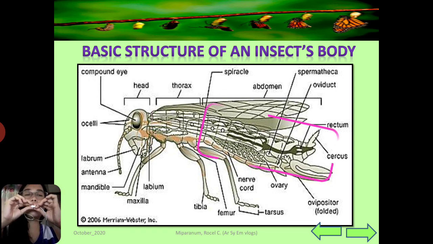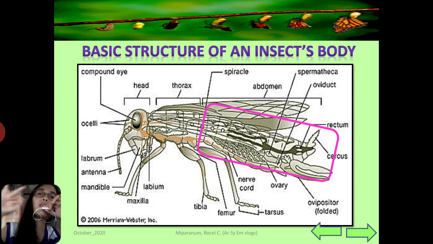which is the third body region of the insect. The abdomen is considered the reproductive region, or it is for reproduction. So if the head is for sensory, the thorax is for locomotion, then the abdomen is for reproduction, because it is where you could find the genitalia of the insects.